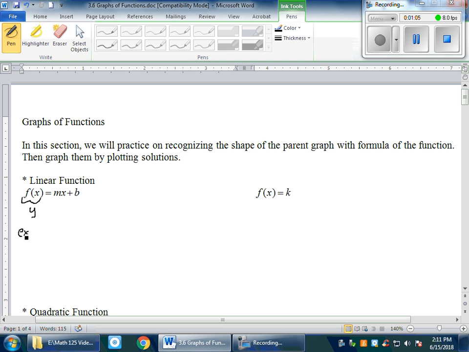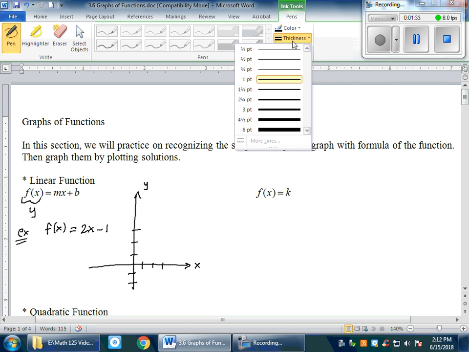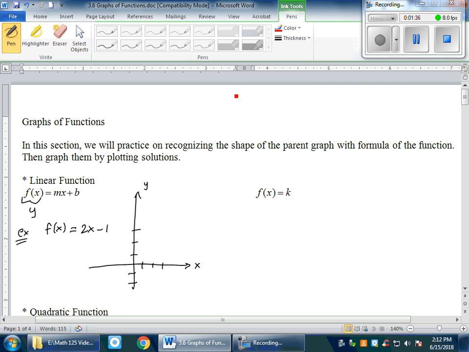For example, if I have f of x is equal to 2x minus 1, then we know our slope is 2 and the y-intercept is -1. So therefore, I can quickly graph without plotting the points, meaning without looking for the solutions. My y-intercept is -1, so it'll be right here.